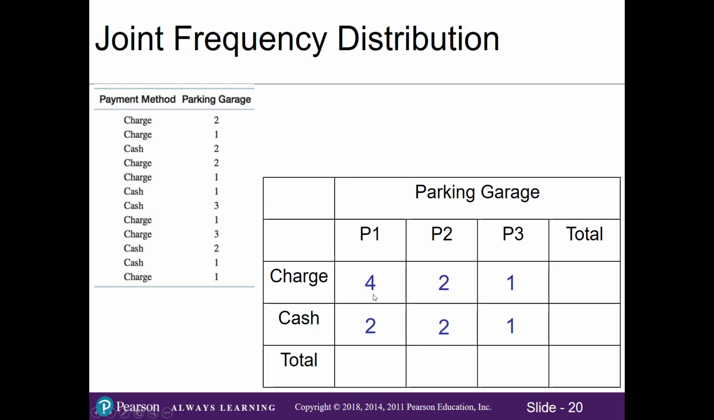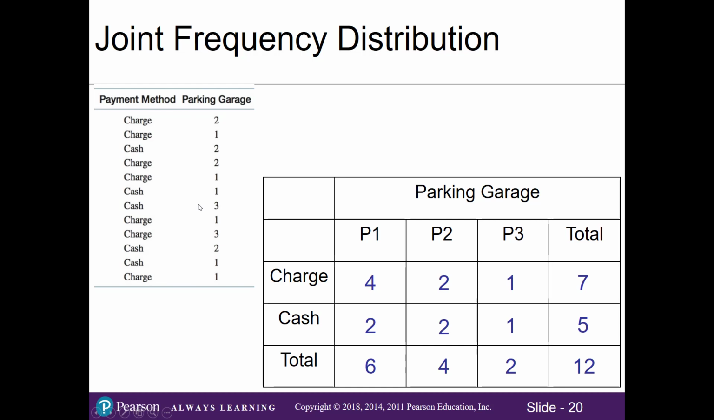And then what you'll do is you will total up. In this column right here for parking garage 1, we have 6 customers. In parking garage 2, we have 4. And in parking garage 3, we have 2. And then we also have to total up across how many people charged a credit card. We've got 7. How many people paid with cash? We have 5. And then we also want to total our subtotals. So 7 plus 5 is 12, as well as 6 plus 4 plus 2 is also 12. So that gives us our 12 customers that we were analyzing.